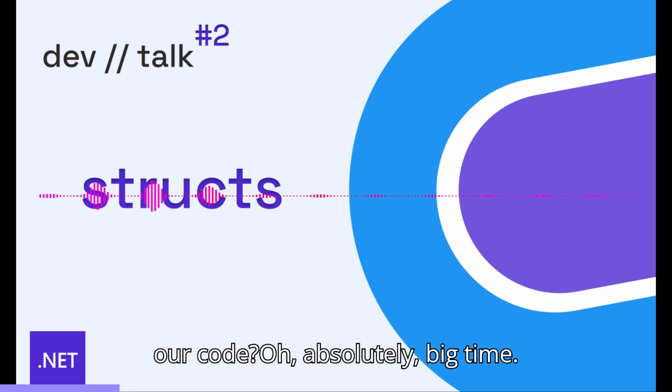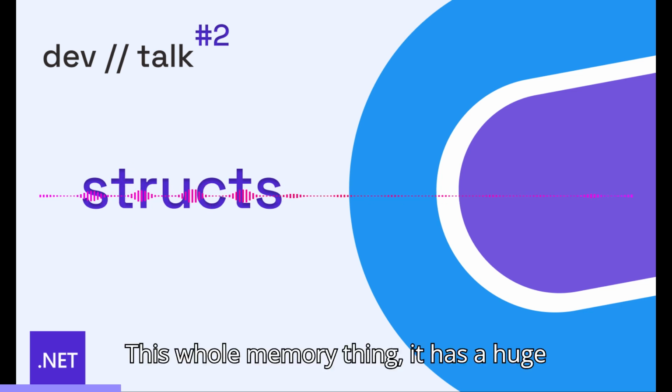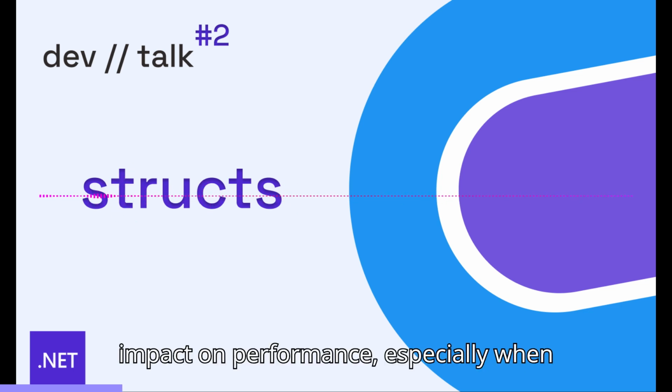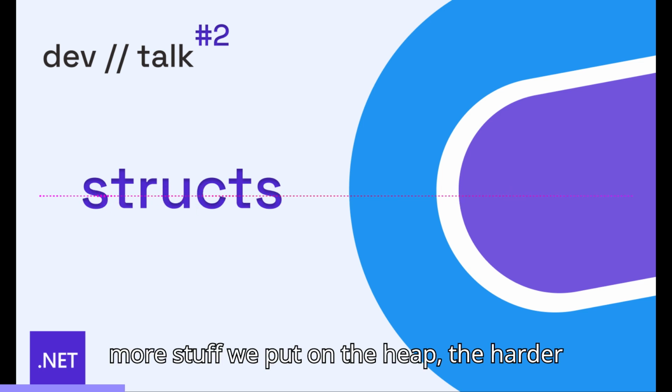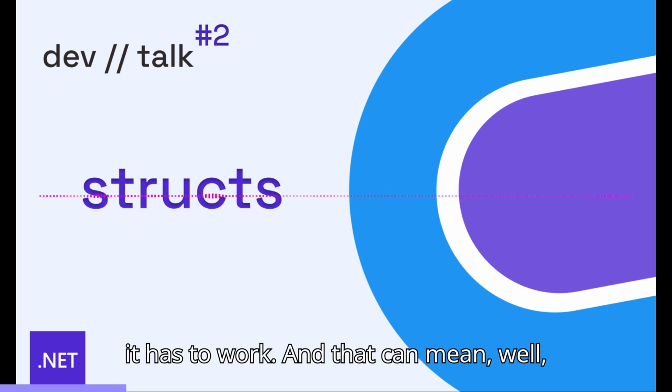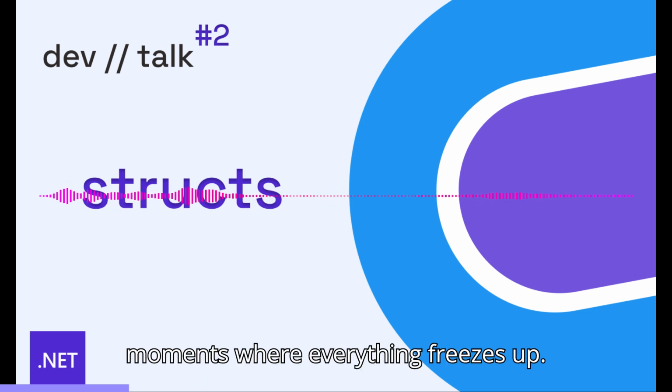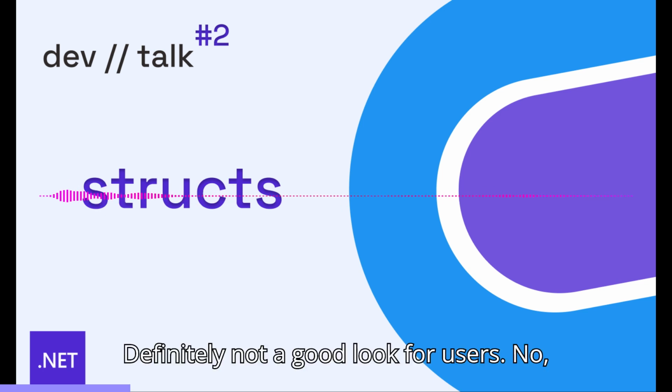Oh, absolutely. Big time. This whole memory thing has a huge impact on performance, especially when you consider the garbage collector. The more stuff we put on the heap, the harder it has to work. And that can mean pauses in our applications. Right, those moments where everything freezes up. Definitely not a good look for users.